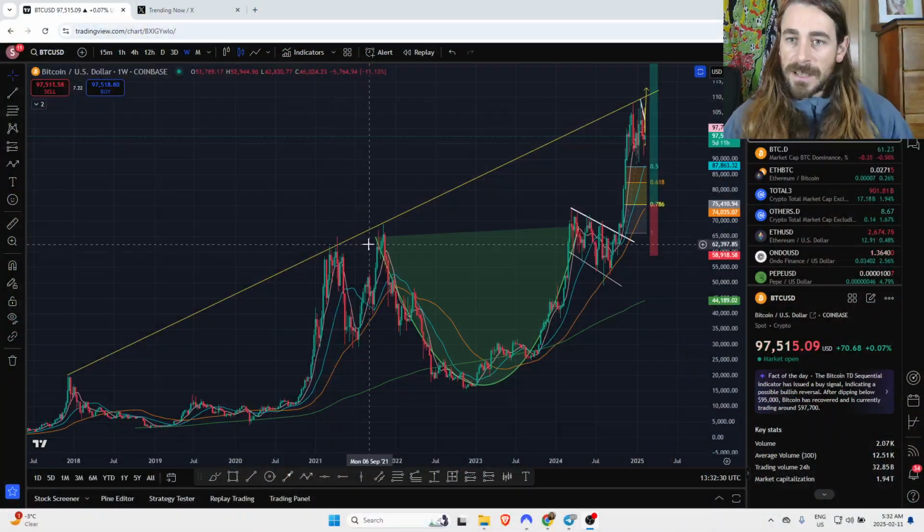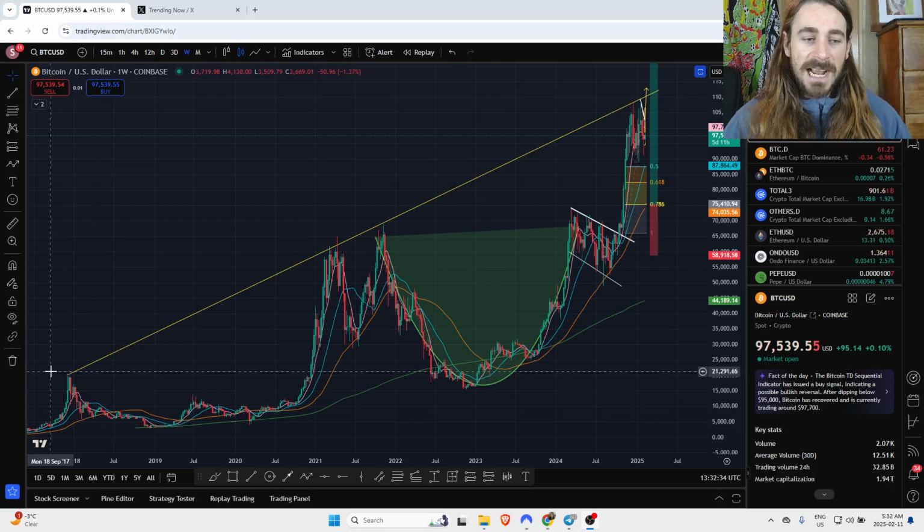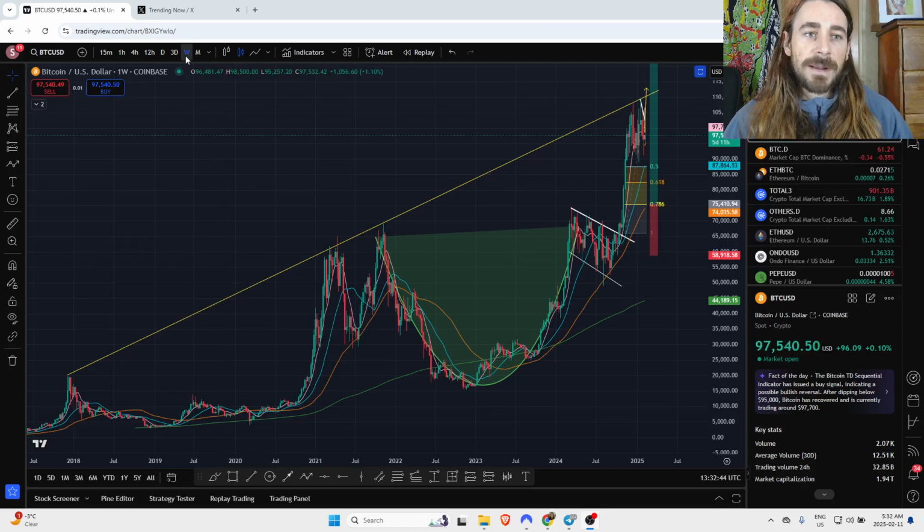So here we're just going to jump right into the charts, starting on Bitcoin USD. Obviously, Bitcoin is the big daddy in crypto. It kind of dictates the direction of the market, so we want to see strength in Bitcoin reflecting through the overall asset class here. Just looking at the highest time frame here, the weekly.